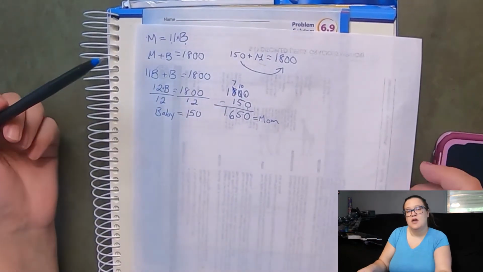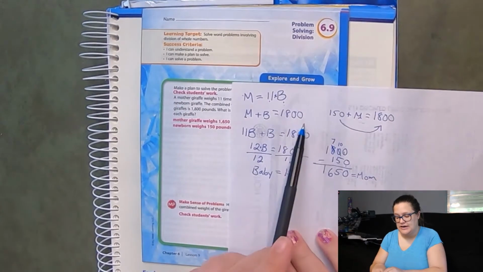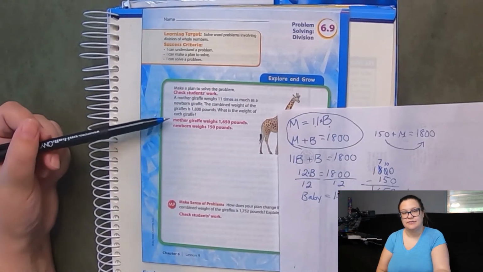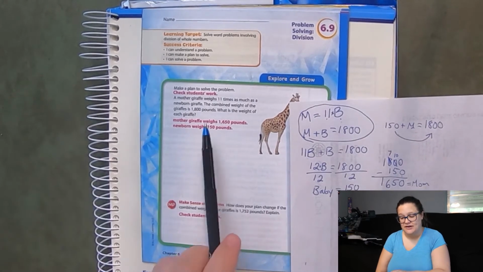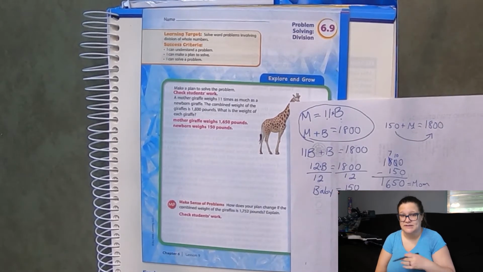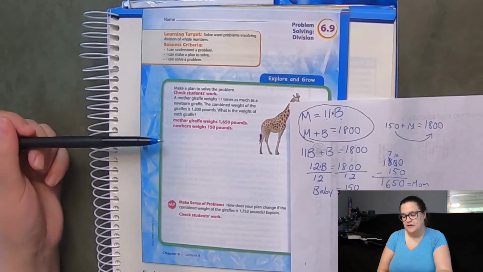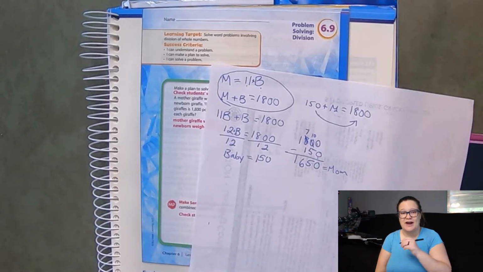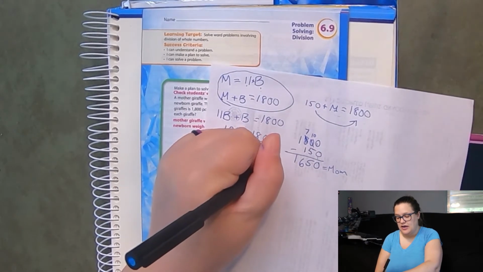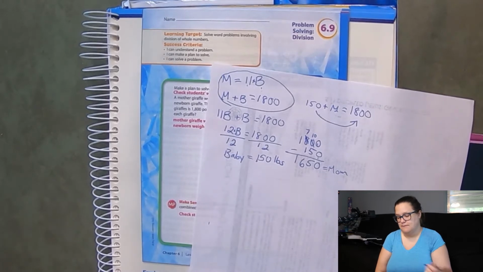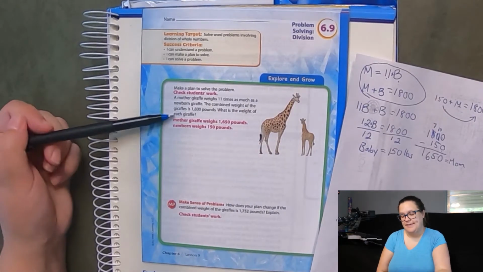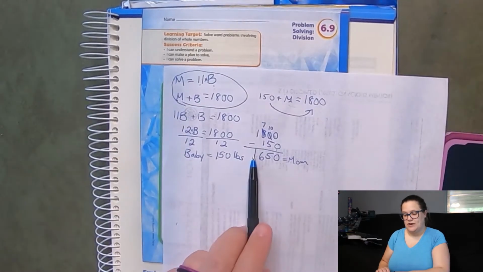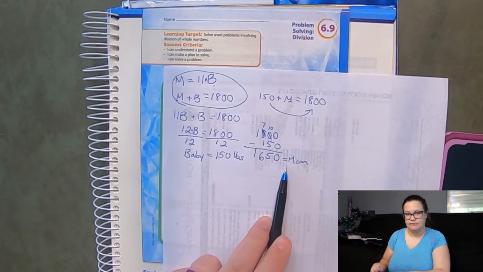So our plan is this part right here. So make sure your plan is here. Then our answer, because it also asks what is the weight, it wants us to solve. So the weight is, the baby weighs 150 pounds. Make sure you put that label. You can either write out pounds or the abbreviation for pounds is LBS. But make sure you label it. So baby equals 150 pounds. Mom equals 1,650 pounds. Okay?